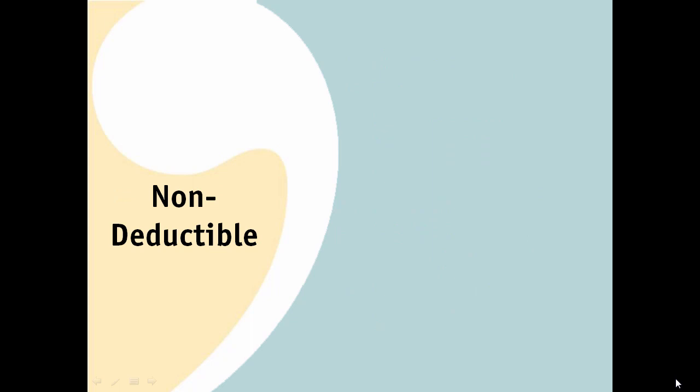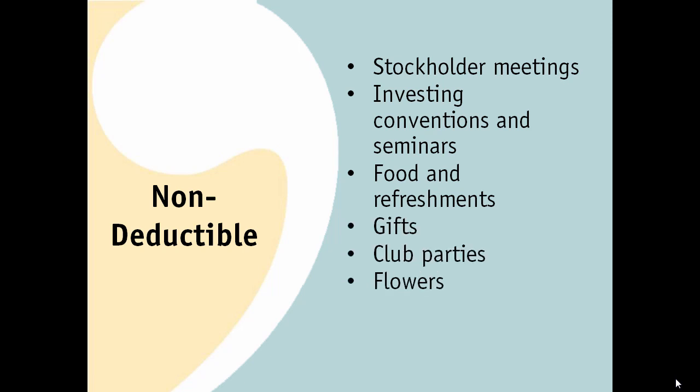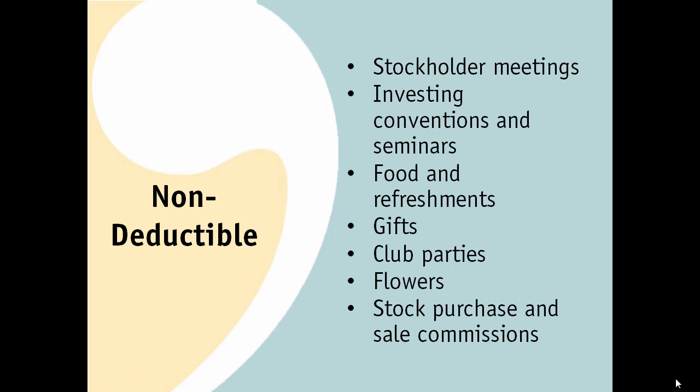Things which you might think are deductible but are not include expenses to attend stockholder meetings, expenses to attend investing conventions and seminars, food and refreshments, gifts, club parties, flowers, and also stock purchase and sale commissions. You do track these and they are important for determining your stock basis, but they're not entered as expenses.